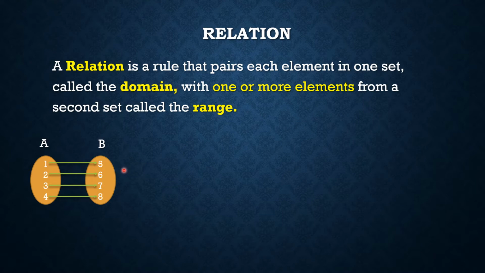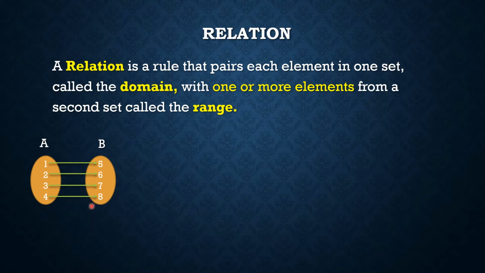So, ibig sabihin, makikita natin through a mapping na yung bawat element ni set A ay nakamap sa isang element ni set B. So, pwede yun, no? Kasi sabi naman sa definition natin, with one or more elements. So, technically speaking, kapag yung bawat element si set A ay nakamap sa isa or higit pang element si set B, relation yung tawag natin doon. So, ang relation natin may iba't ibang uri din.